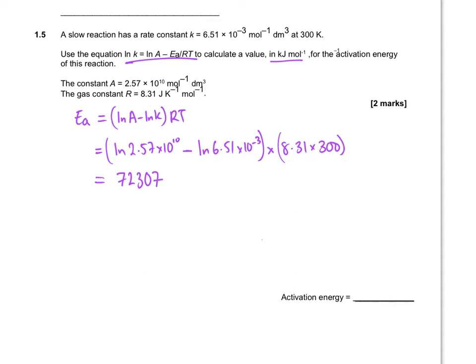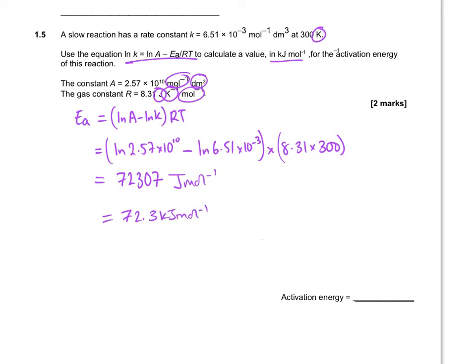Now I need to check what units I've got that in. So if we go back to the original one, we know that's in Kelvin, that's in moles per decimeter cubed, that's in moles, that's fine. That's in Kelvin, but that is in joules. Everything else is going to cancel out, leaving that in joules per mole. Now it specifically says in the question that we need it to be in kilojoules per mole. So if you divide it by a factor of 1,000, that will convert it into kilojoules per mole. So that's the same as 72.3 kilojoules per mole.